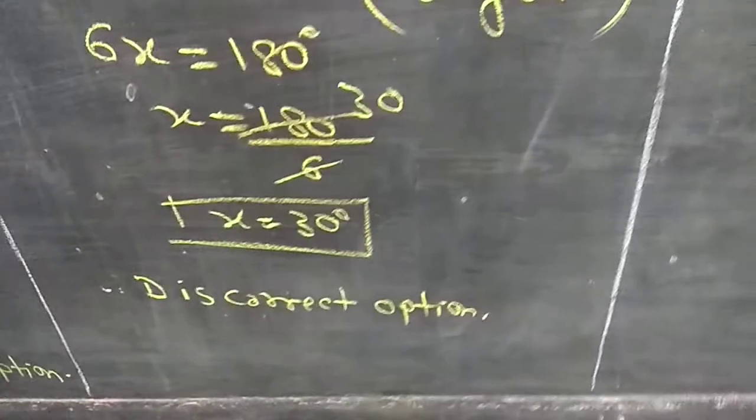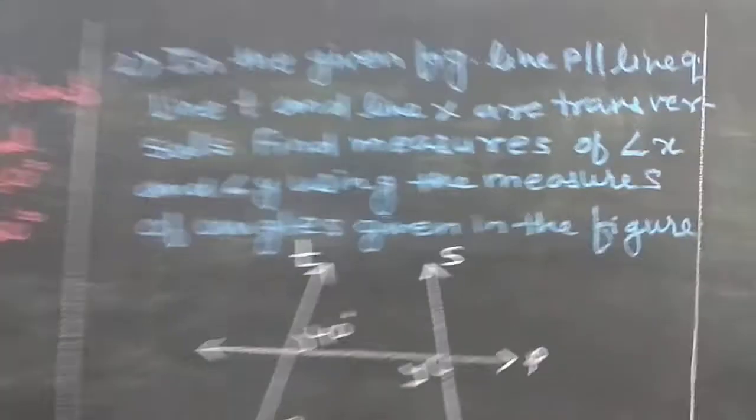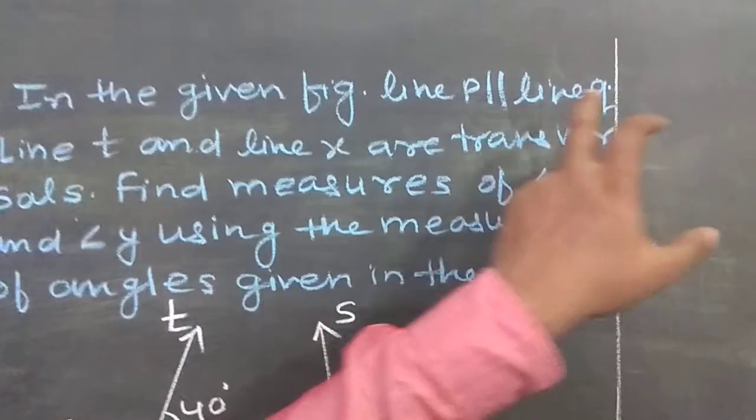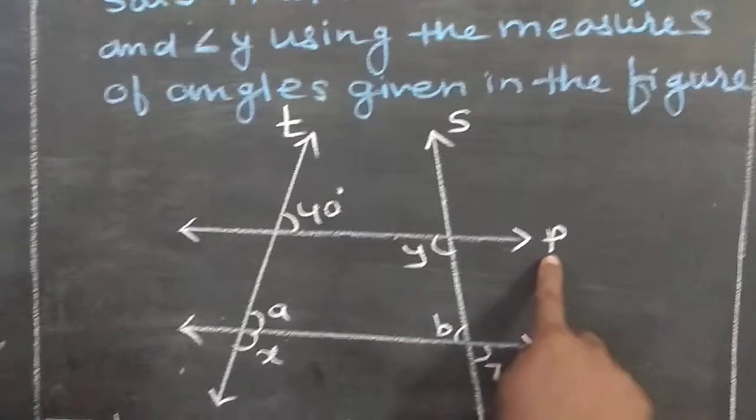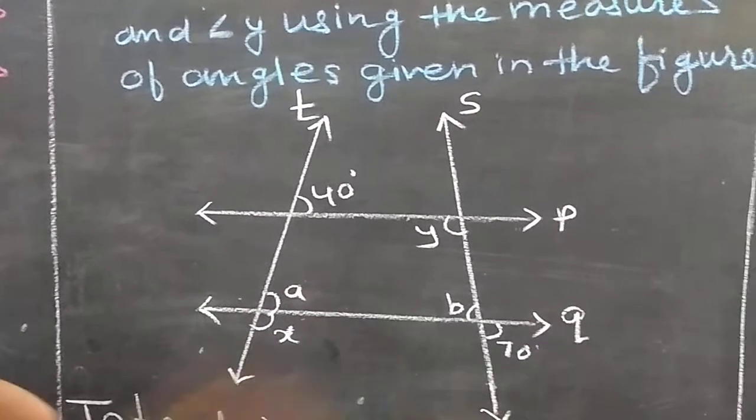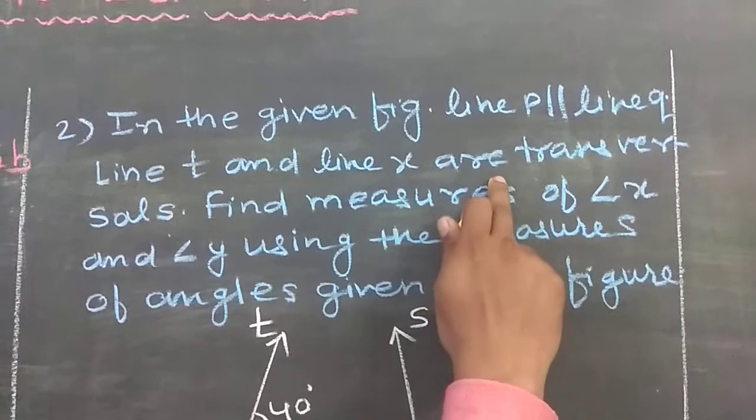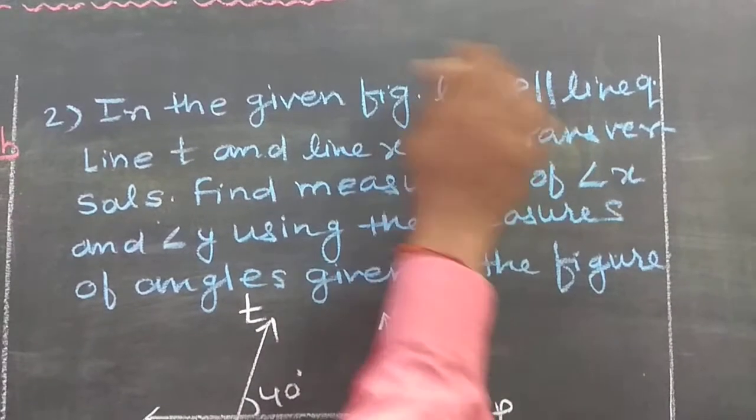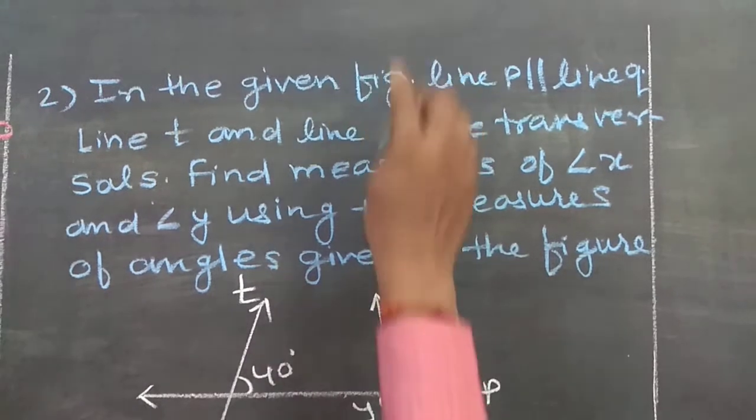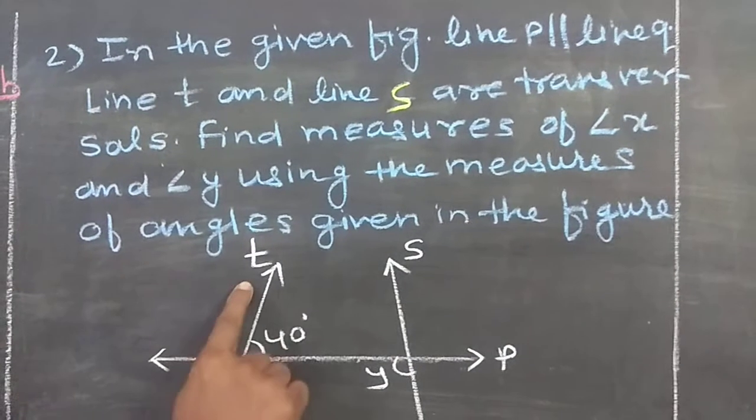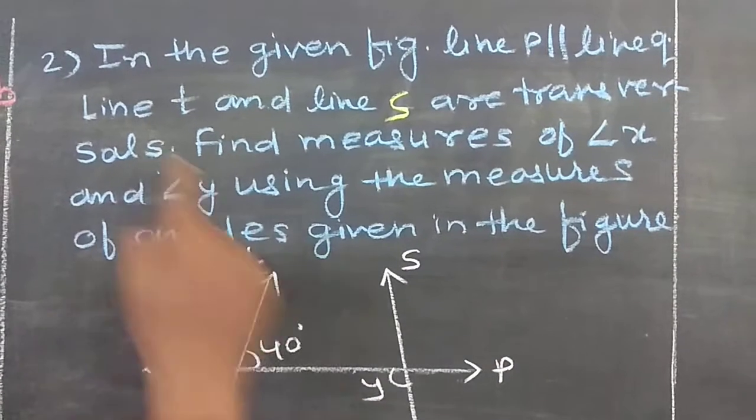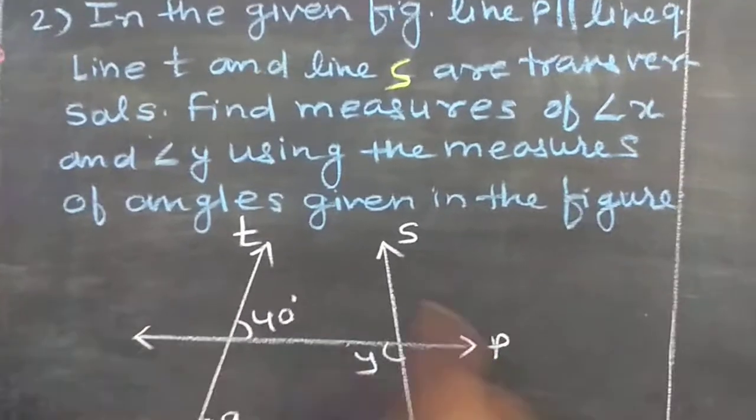So dear student, we have completed our question number 1, and in that there were 2 questions. Now move towards your question number 2. In the given figure, line P is parallel to line Q. You can see here in the diagram, this line P and this line Q both are parallel. And line T and line S are the transversals. Means these both lines are parallel, and here 2 transversals are given.